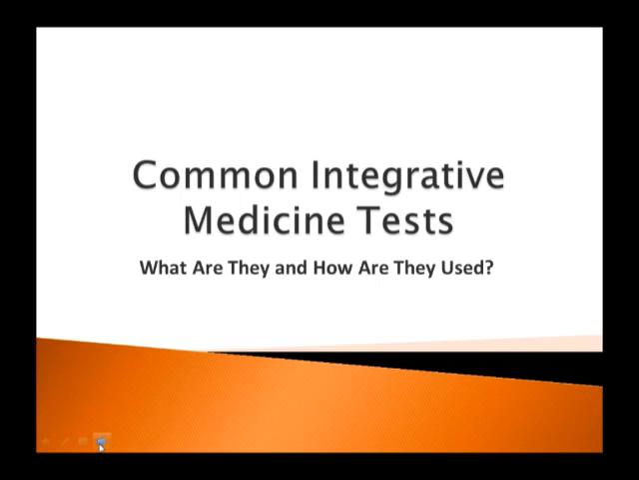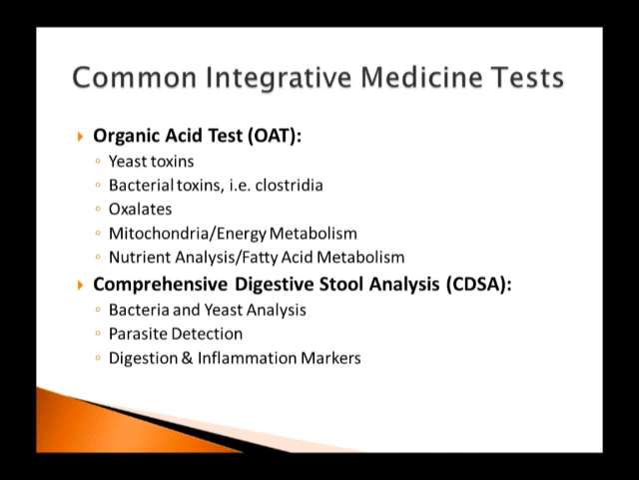So with that, let's go ahead and talk about some common integrative medicine tests, what they are and how they're used. So the first thing I want to introduce, and we'll touch more on this shortly, is the organic acid test. And if you're familiar with Great Plains Laboratory, you're familiar with organic acid testing, which is really their go-to test for a wide variety of different problems, because the organic acid test is really the cornerstone of biomedical testing from my standpoint, because it's looking at so many different factors that go on in the body.